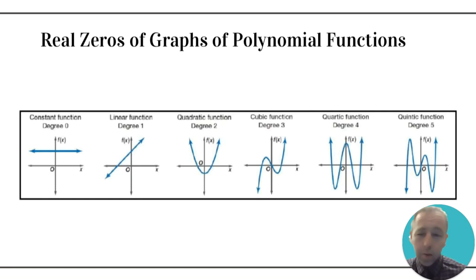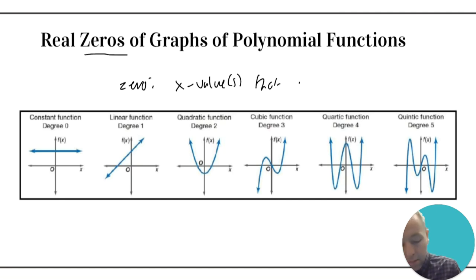And then the other characteristic we're going to look at in this little section right here is talking about the real zeros. So remember that a zero of a function is going to be the x value or values that make the y value equal 0. Okay? So if they're real zeros, then they must correspond to being x-intercepts on the graph.